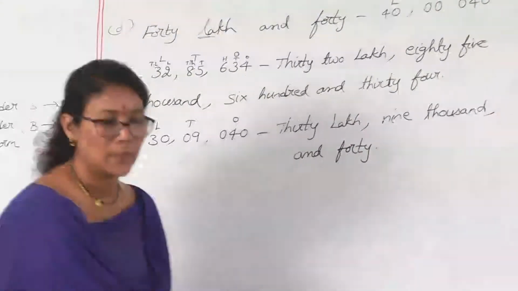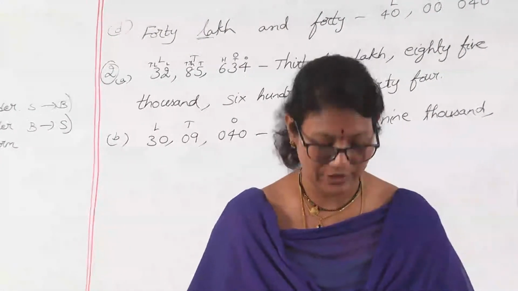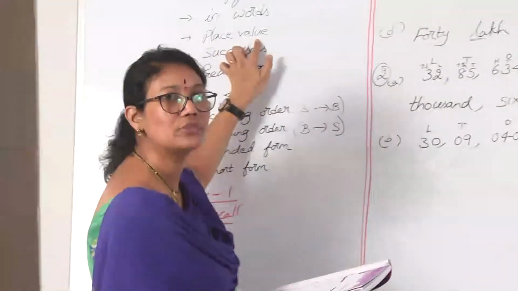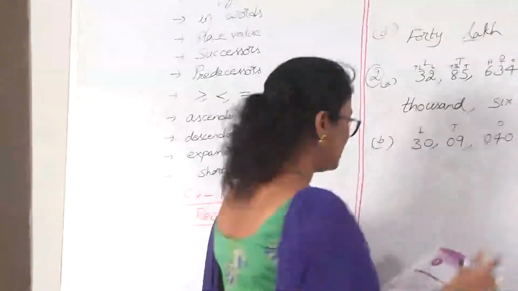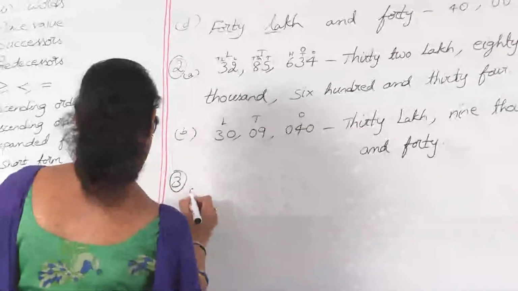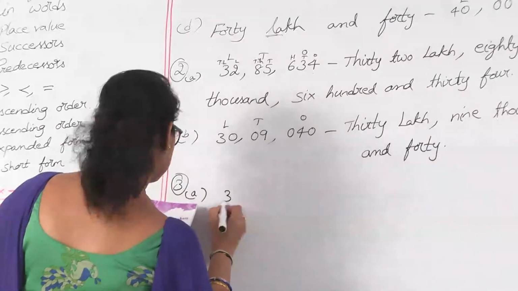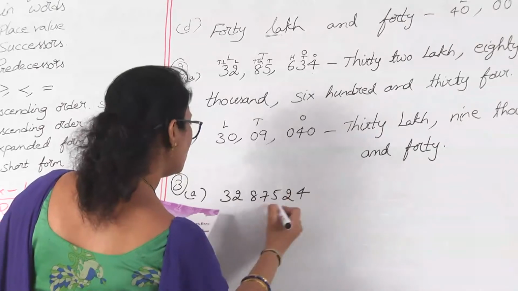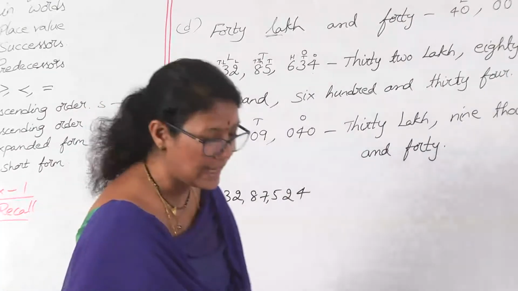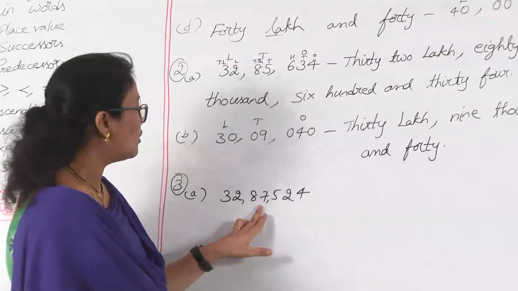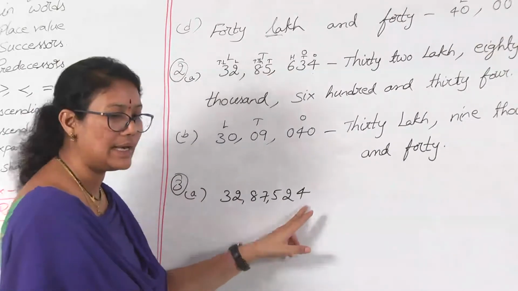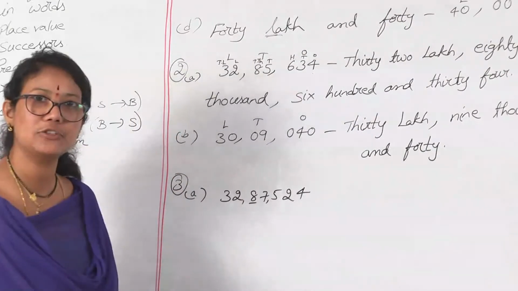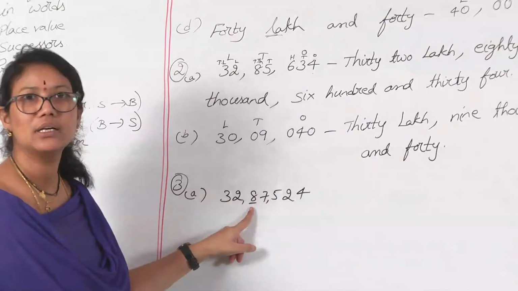Right, children? The remaining sums you can try for yourself. Third bit, it is about finding the place value of the underlined digit. So, third bit, A, it is given as 32,87,524. So, we read it as 32,87,524 and the digit underlined here is 8. So, in this bit it is asked to find the place value of the digit 8.